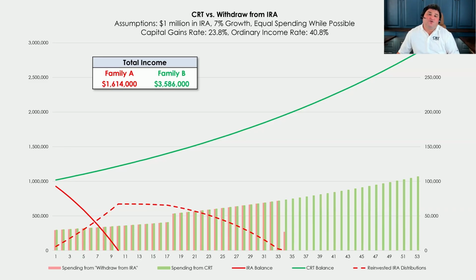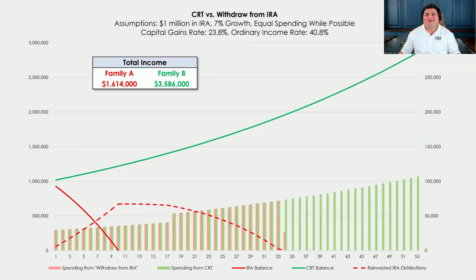And the dotted red line shows the value of the money withdrawn from the IRA after taxes and spending that is reinvested. So to keep this apples to apples, the heirs are spending the exact same amount in each scenario. So we are withdrawing from the reinvested IRA account the same amount that the heirs receive from the CRT. And what we're withdrawing from the IRA account is the vertical red lines that you can see. So eventually, under the withdrawal from IRA scenario, the money is all gone. The CRT keeps going. Ultimately, it's more than double the amount of income.